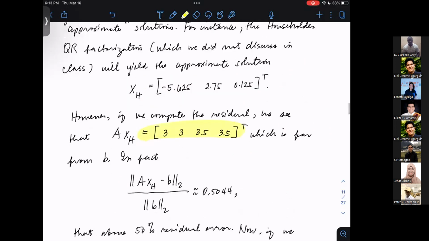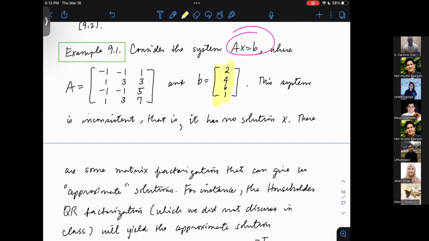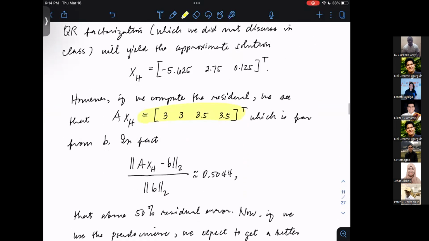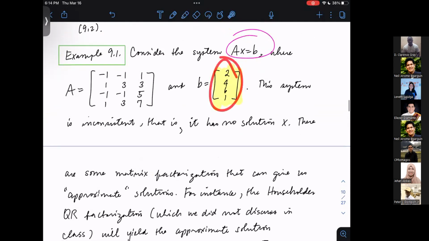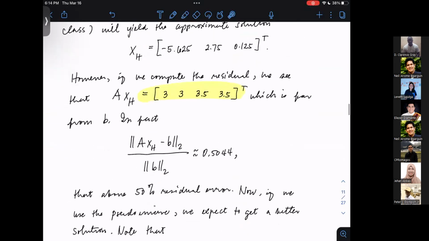But again, what was our target? Our target was 2, 4, 6, 1. So looking at these vectors, we see that they are quite far from each other. Okay. Now, to really measure, we measure the residual. So we just subtract 2, 4, 6, 1 from this, right? You will get a vector.